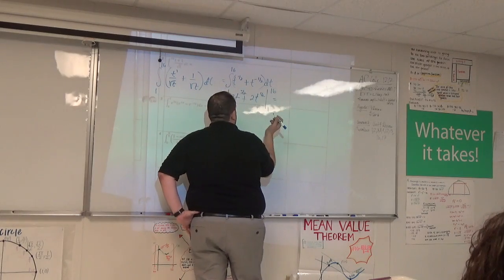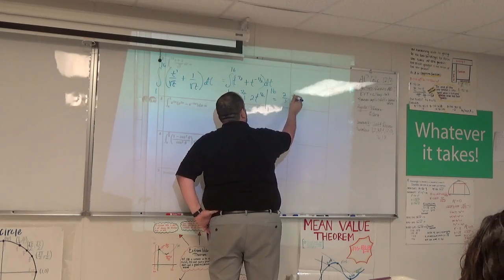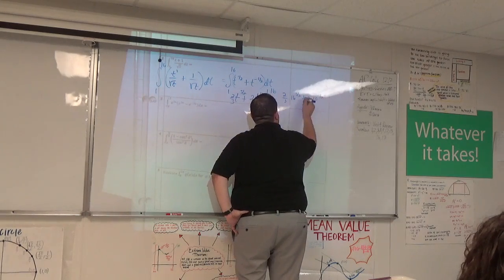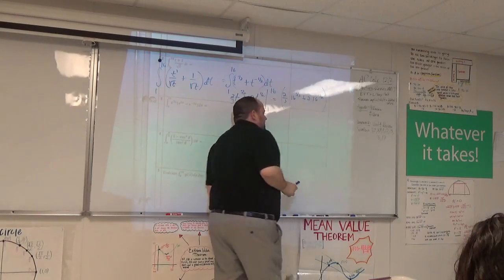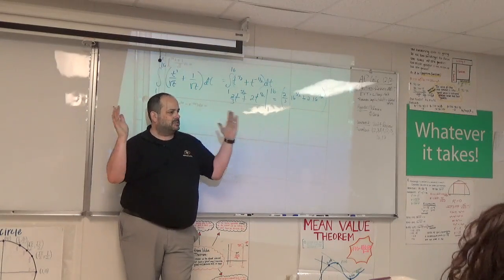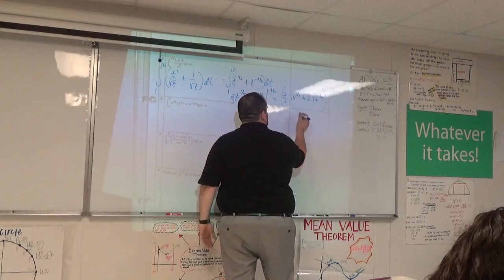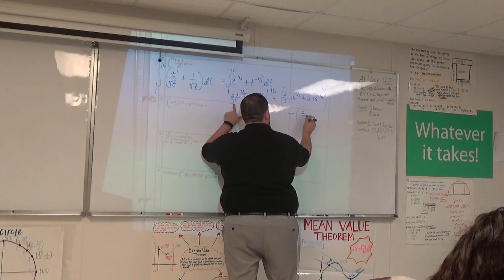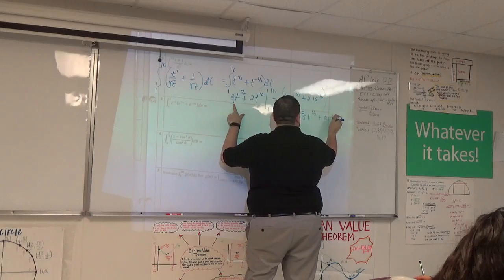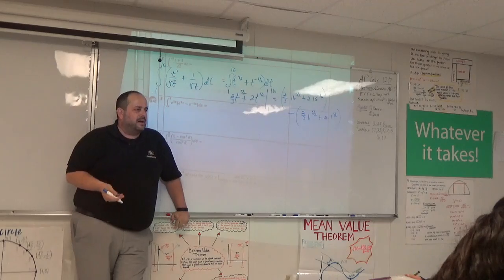Okay, now which one do we plug in first? 16. The 16 gets plugged in first, so it's going to be 2/3, 16 to the 3/2 plus 2 times 16 to the 1/2. I'm going to keep saying this again and again. You need parentheses so that you don't mess this up. It's the antiderivative evaluated at 16 minus the antiderivative evaluated at 1. 2 times 1 to the 1/2.